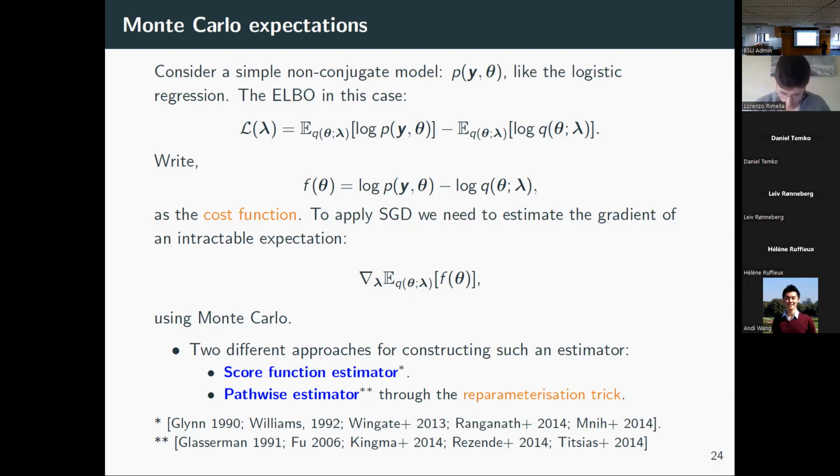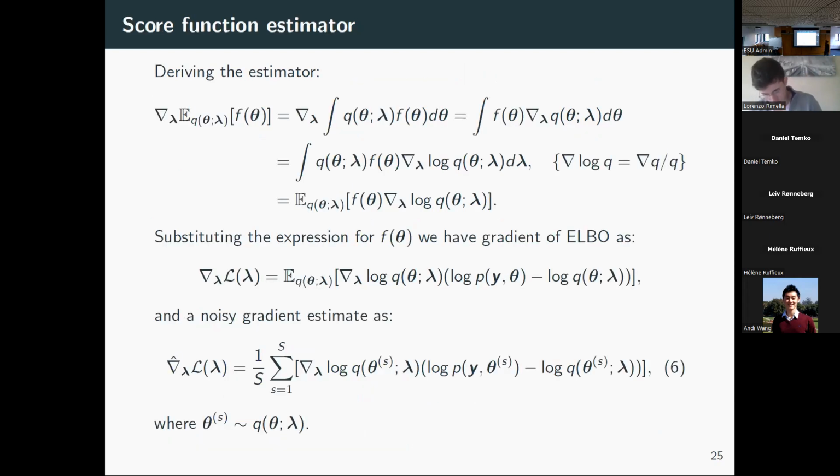There are basically two ways to go about it. One is called the score function estimator, and the other is called the pathwise estimator. I hope some of you have heard the term reparameterization trick. It's a technique, a way you reparameterize your variational distribution. So let's look at the score function.